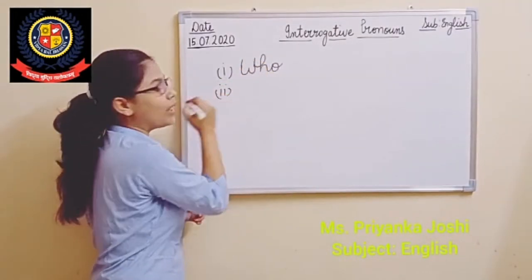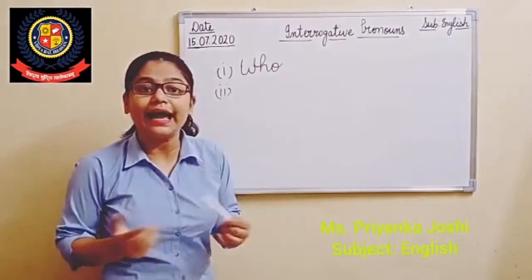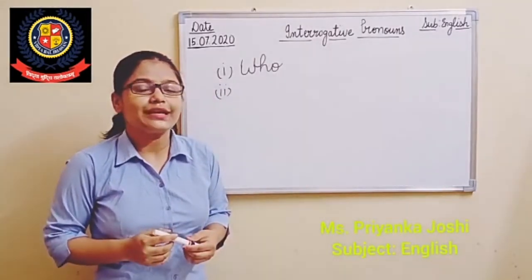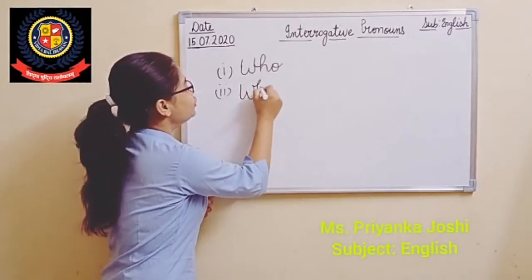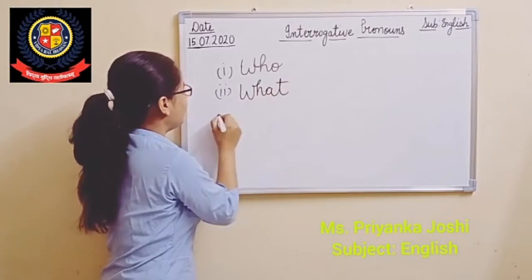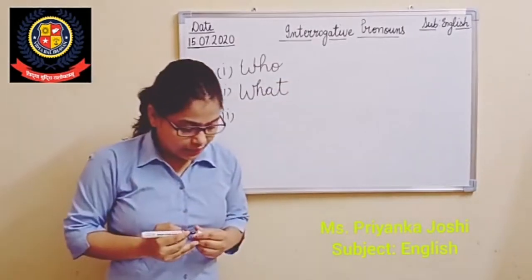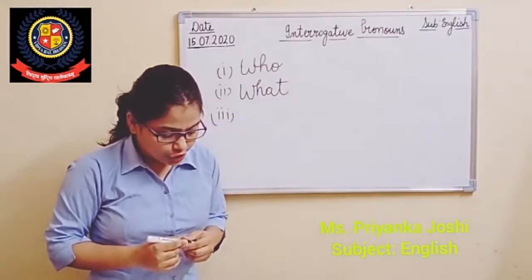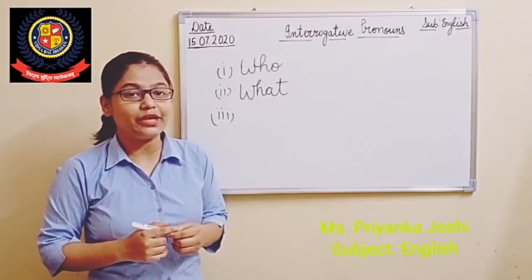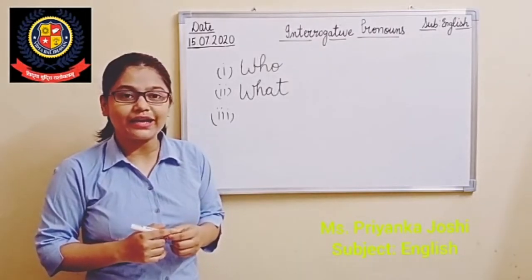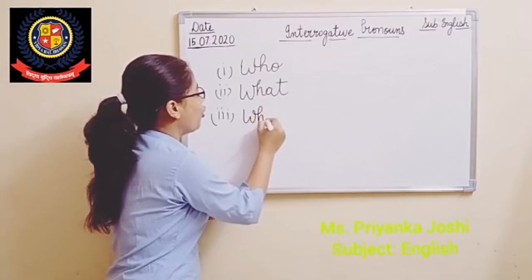Come to the second one. Dash happened to Oliver in the end. So what can we use? Yes, we can make use of what. What happened to Oliver in the end? Come to the third one. Dash should I meet to register for the summer camp. So students, tell me which interrogative pronoun I can use. Yes, we can make use of whom.